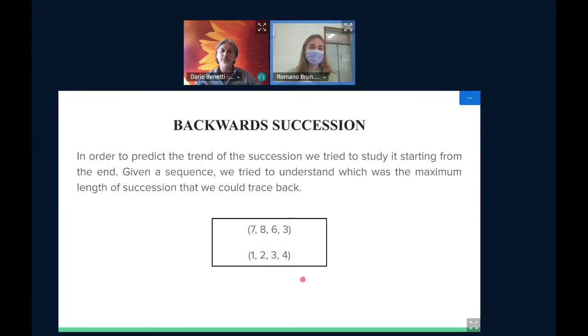To conclude the presentation, here is the next point of work. In order to predict the trend of the succession, we try to study starting from the end. Given a sequence, we try to understand the maximum length of succession that we could trace back. Here is an example. If we have the sequence 7, 8, 6, 3, this is one of the possible previous sequences.